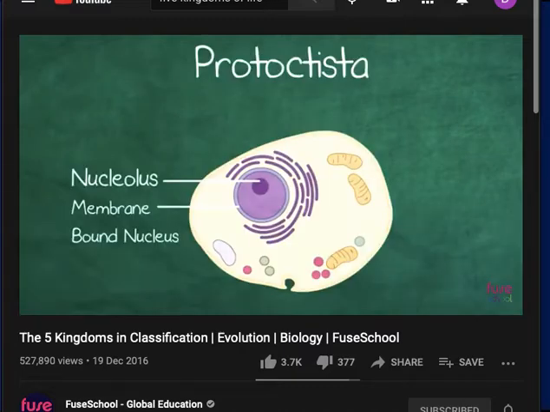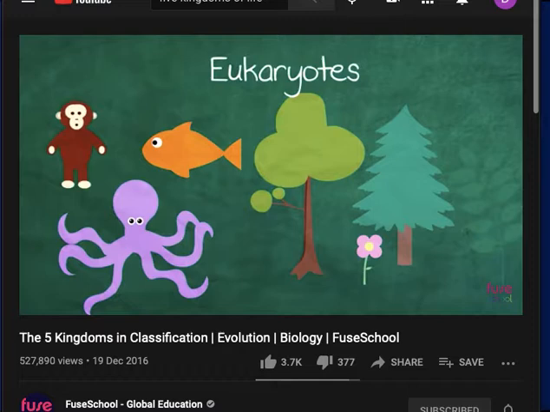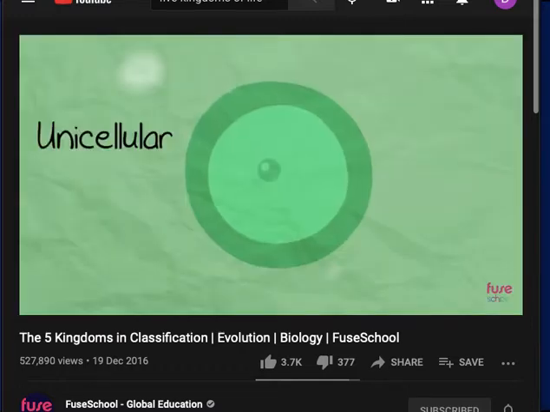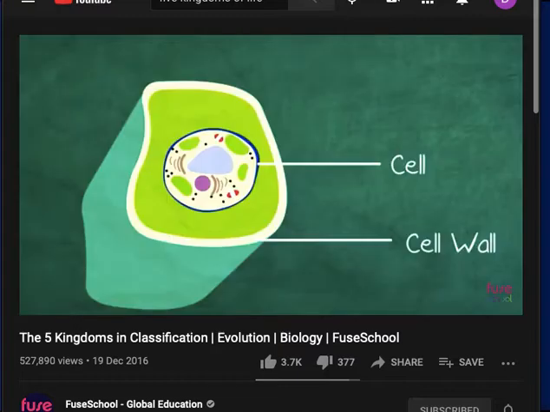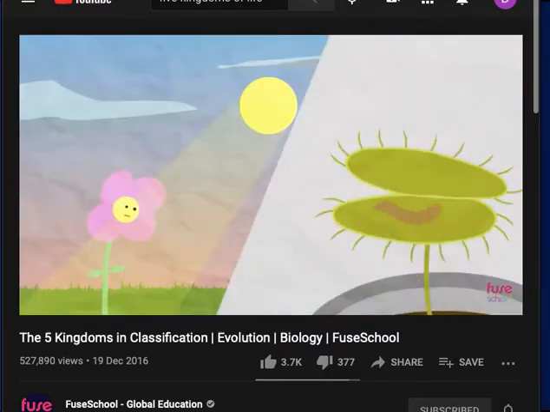The Protoctista kingdom are eukaryote-like animals and plants. They can be unicellular and multicellular, like the fungi. They have cell walls, sometimes with polysaccharides. They are autotrophic and heterotrophic.